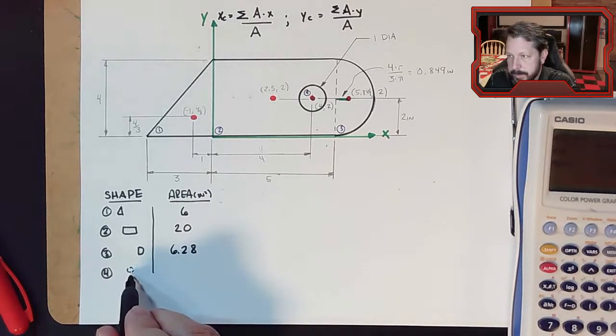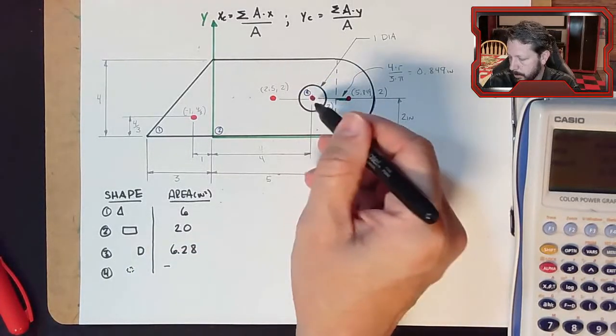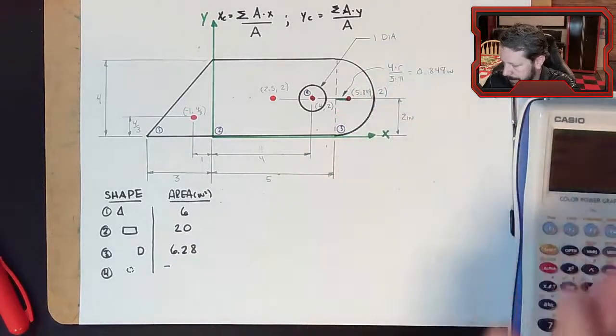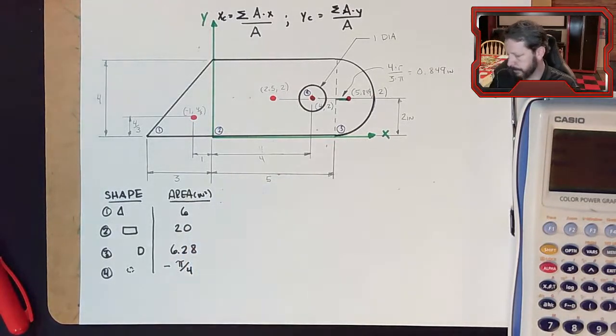Here's where we're going to take into account that there's a hole in the rectangle. So we're going to give this one a negative area because we've subtracted it. It's a hole punched through the rectangle. So it's a negative area, and the area has a 1 inch diameter, so it's just pi over 4. Right?